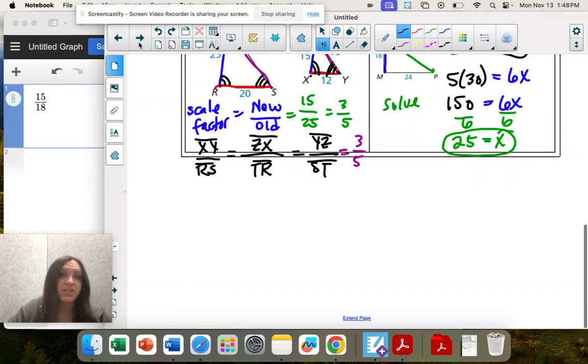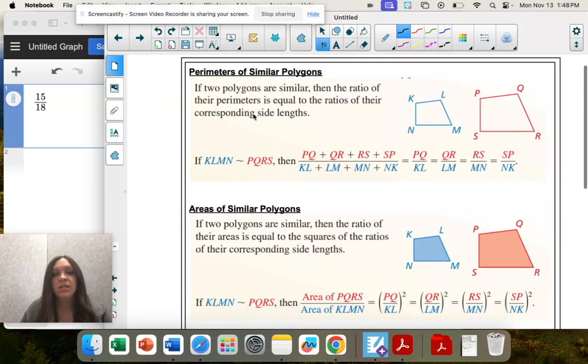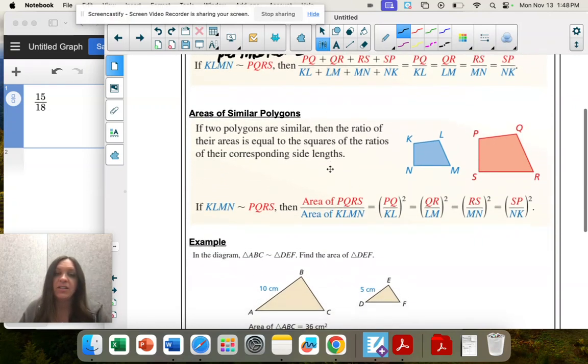Okay, that's the first page. The second page goes into perimeter and area. So if two polygons are similar, their perimeters are equal to the ratios of their side lengths. So if I take the perimeter of one shape, a perimeter of another shape, so perimeter of 1, perimeter of 2, that equals that side ratio, the scale factor. And area is similar.